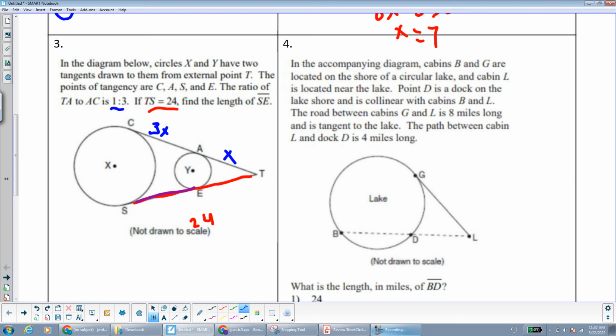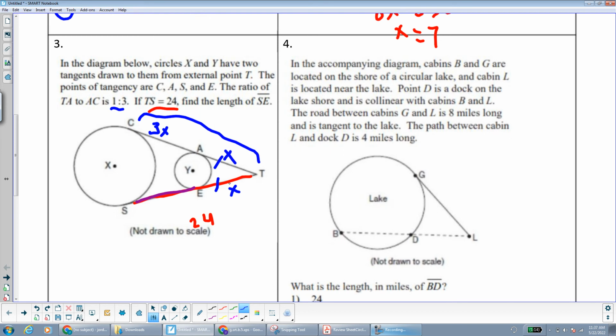Just like in the previous example, when we have two tangents drawn to a circle from the same external point, they are congruent. So notice how tangents TA and TE, they're both drawn from the same external point T, and they're both tangent to circle Y. So they are congruent to each other. So if this is X as well, notice how TC, this whole line segment over here, is tangent to circle X at point C.